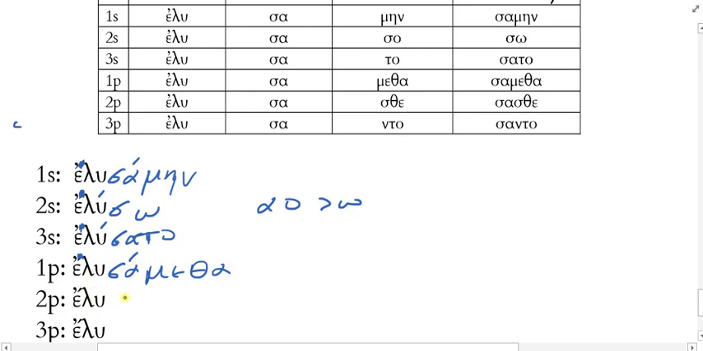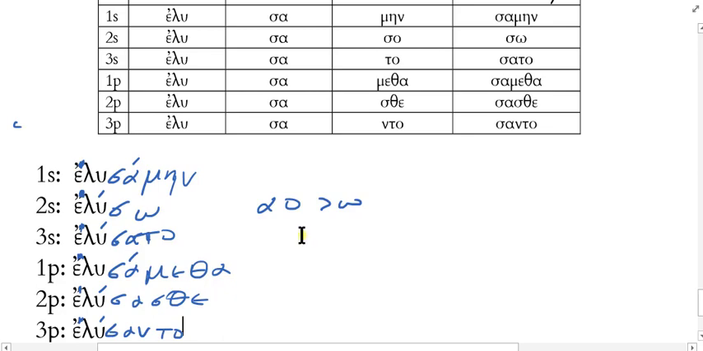Now, for the second plural, elusa are all my movable parts, and I'm going to add the second person plural middle ending, elusaste. Now, again, I cannot keep this accent over here, so it's going to go on the upsilon, elusaste. And then the last one is adding not just a sigma alpha, but for the third plural, it's nta. There's no changes that happen here, so we can just leave it be, but I need my accent to go where it can go. Elusanta.